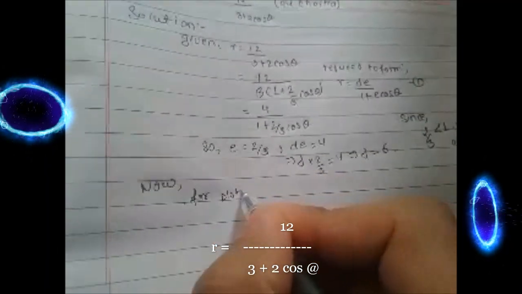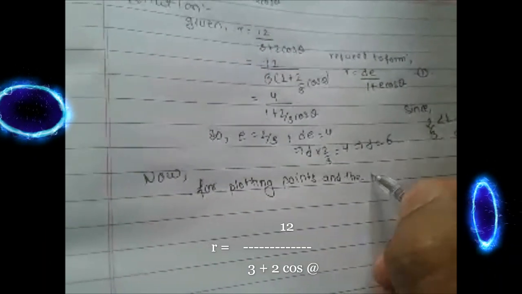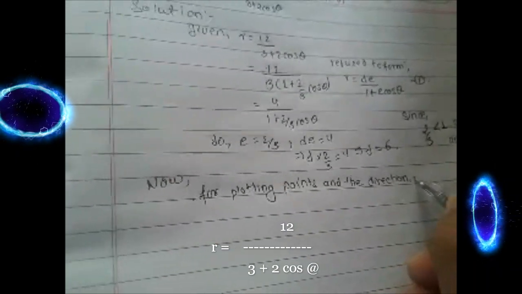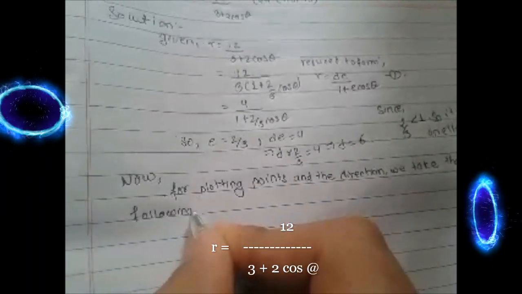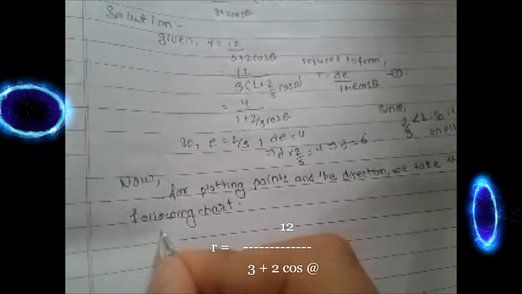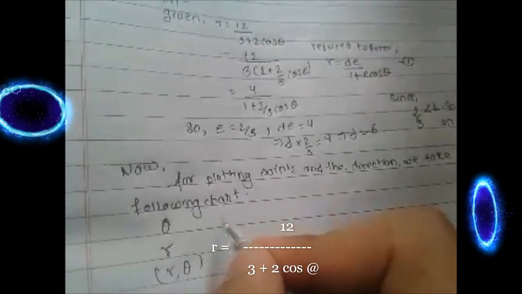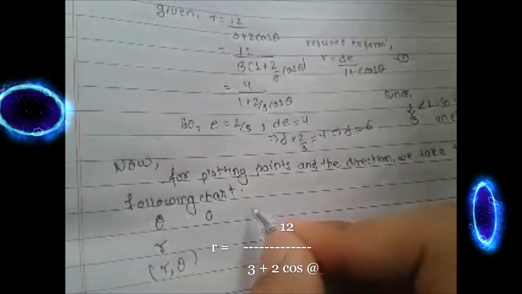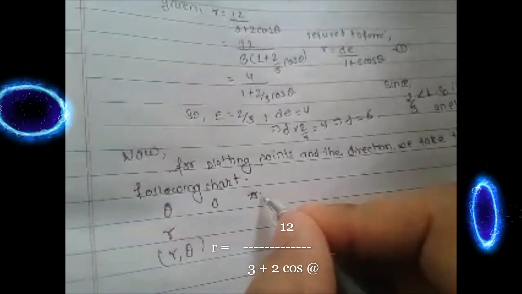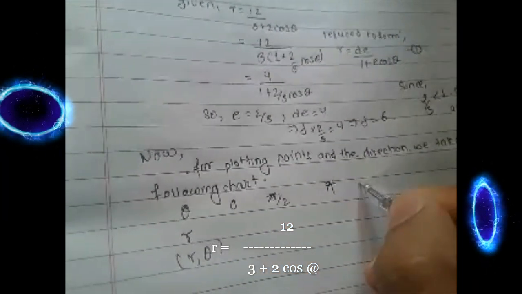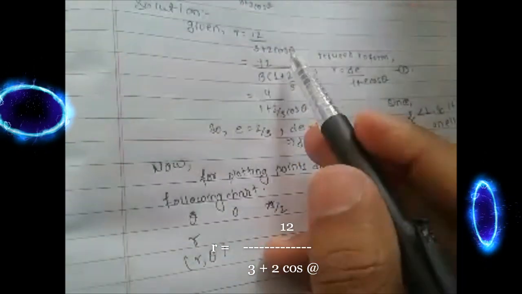For plotting points and the directions, we take the following chart. We make theta, R, and R comma theta. When theta is 0, pi by 2, pi, and 3 pi by 2, we put here the values of theta and we get the result.